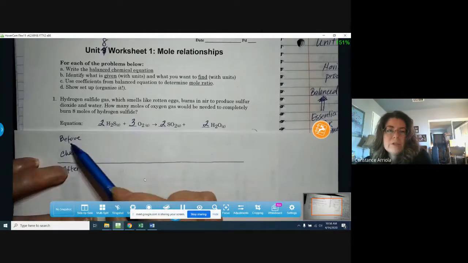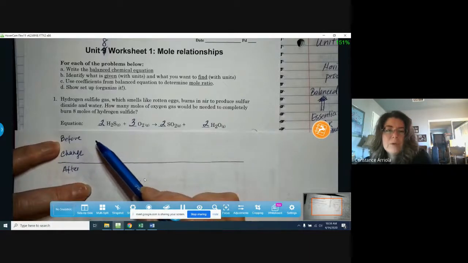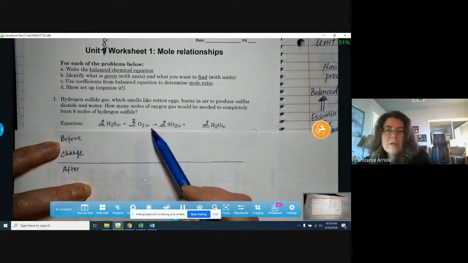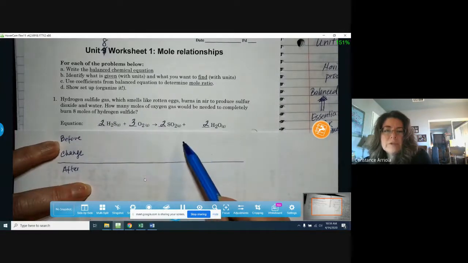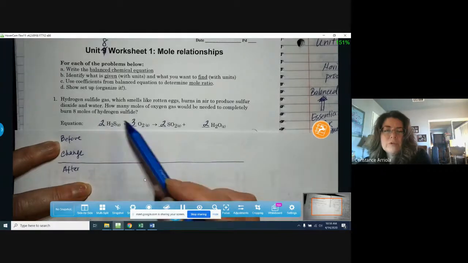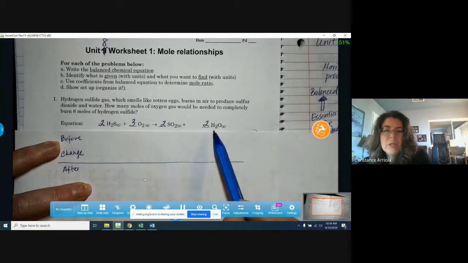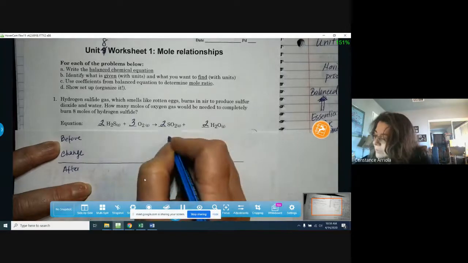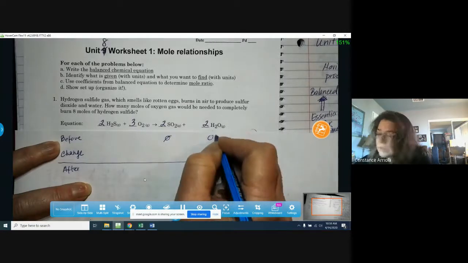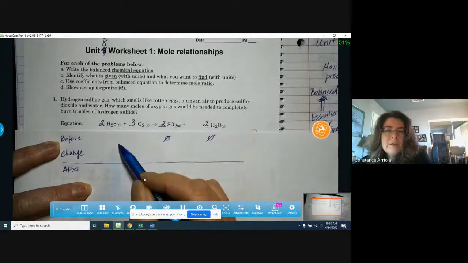So the first line is you're keeping track of what we have before the reaction happens. This side of the problem is your reactants. These are your products. So reactants are what you start out with. Products are what you're going to make. So before the reaction happens, we already know we're not going to have any of this stuff here. And then we're going to look at the problem to see what we have.